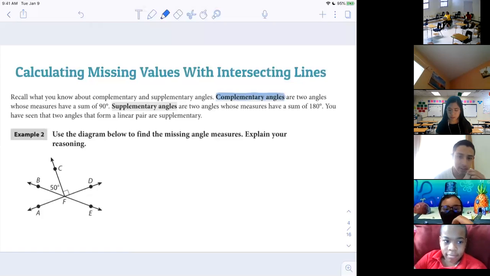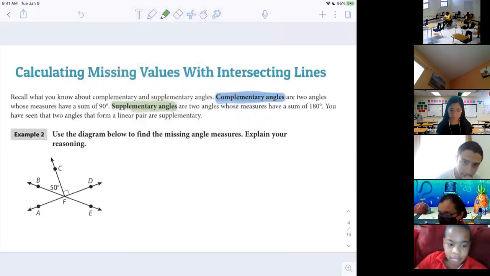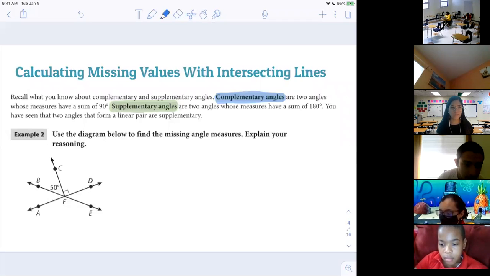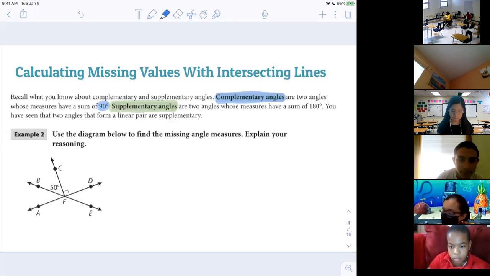However, let's remember what is a complementary angle and what is a supplementary angle. So can anyone read those two definitions? Complementary angles are two angles whose measures have a sum of 90 degrees. Supplementary angles are two angles whose measures have a sum of 180 degrees. Perfect. So complementary angles add up to 90. Supplementary angles add up to 180. And we already know that a linear pair, if it's on the same line, adds up to 180.